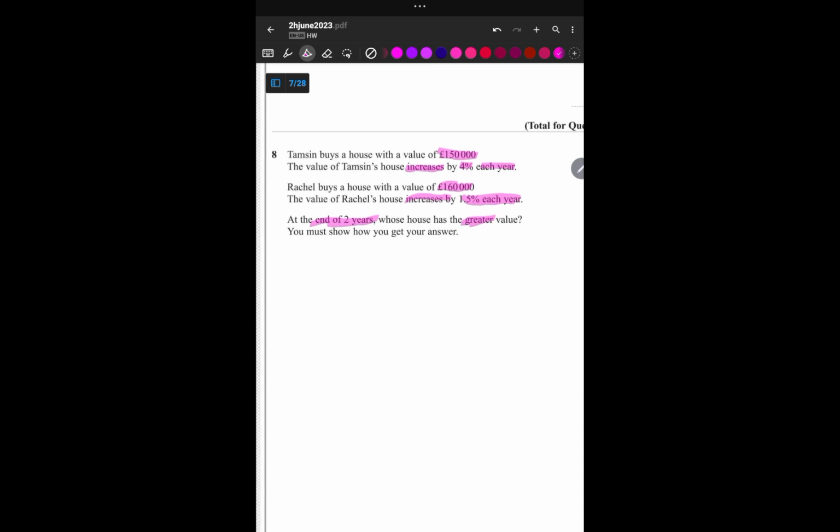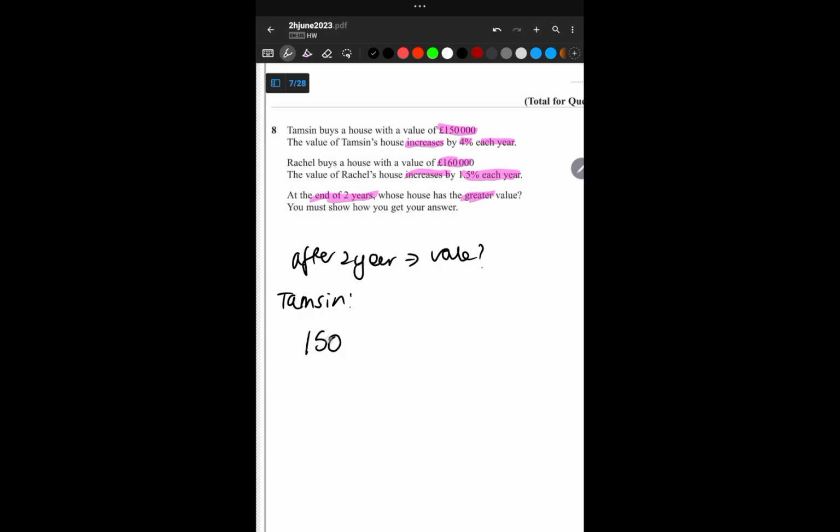Okay, so we must know after 2 years, what's the value? And this is actually really simple. So let's start with Tamsin. So at the start, that's the value of our house.